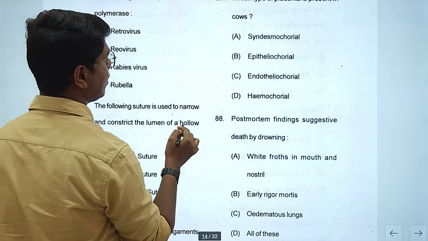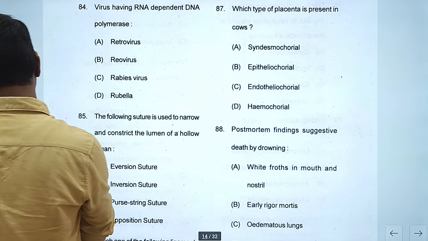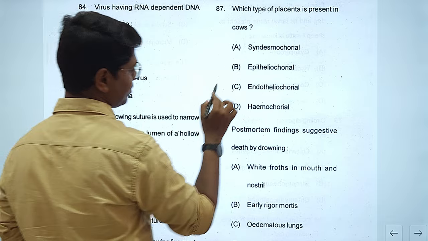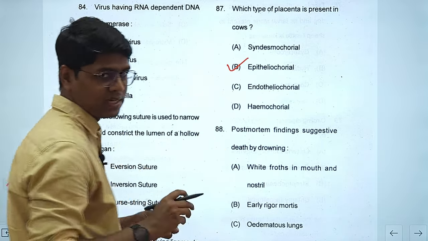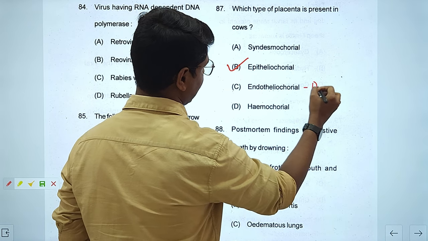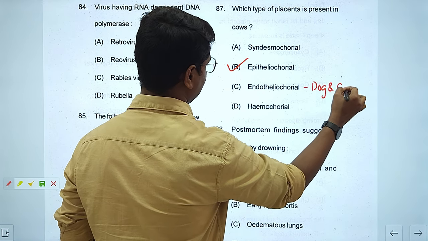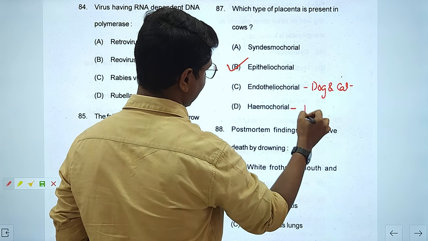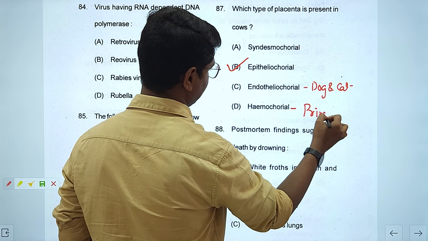Next question. Which type of placenta is present in cows? It is epitheliochorial, although syndesmochorial is also found in ruminants at certain places of the placenta. Endotheliochorial is dog and cat. Hemochorial is primates, man, ape, monkey.